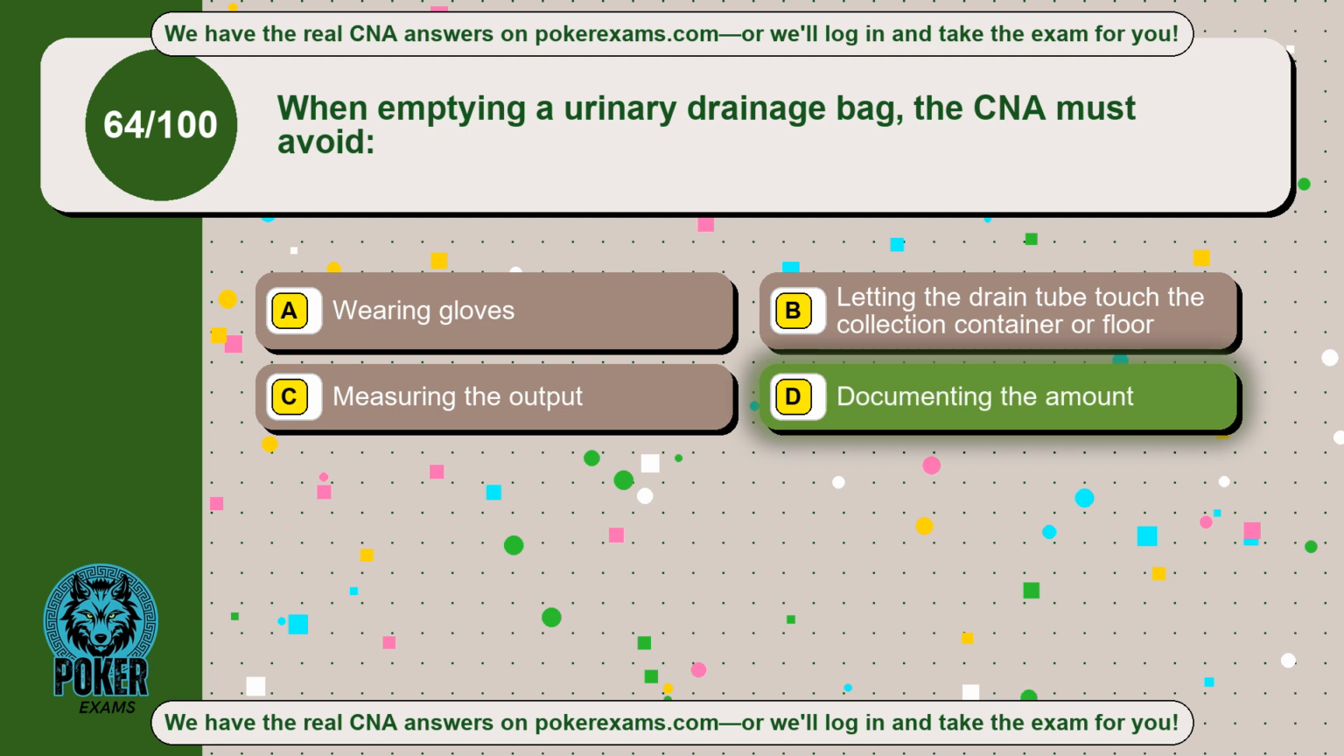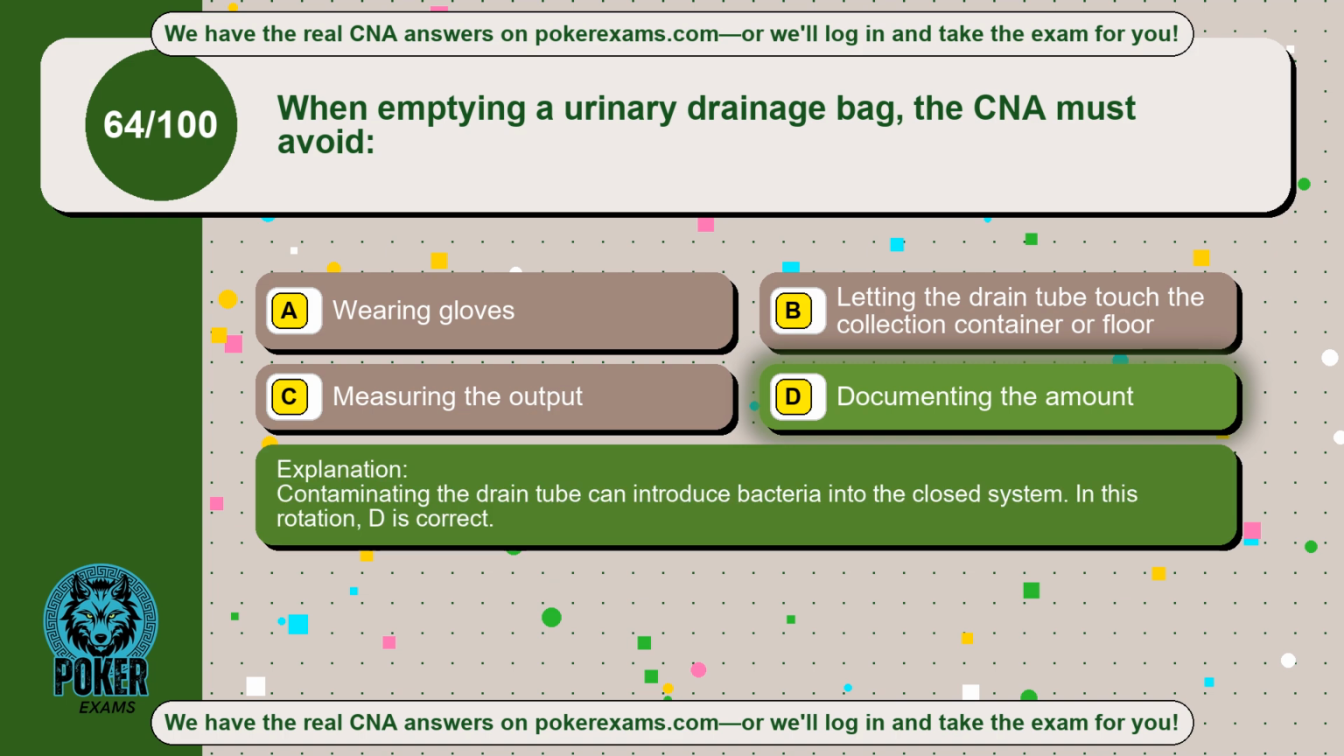The correct answer is option D. Documenting the amount. Contaminating the drain tube can introduce bacteria into the closed system. In this rotation, D is correct.